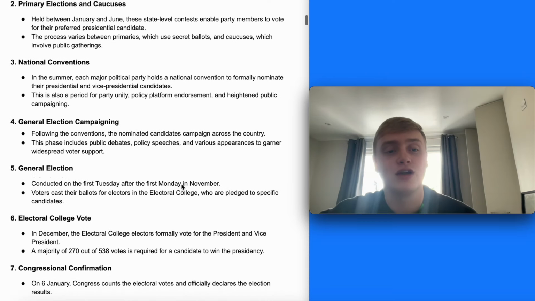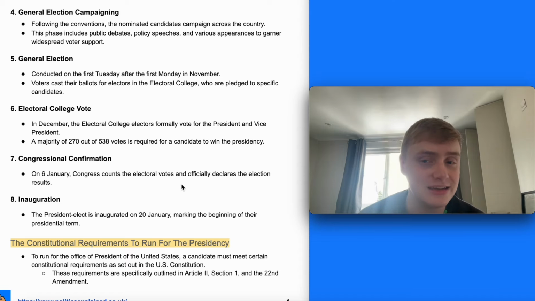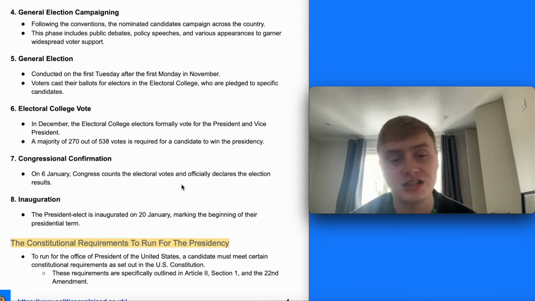Then, of course, you have the general election campaigning, where they campaign across the country, both the Democrat and the Republican candidates, including public debates, policy speeches, and various appearances to garner widespread voter support. And then on the first Tuesday after the first Monday in November, voters cast their ballots in the general election for electors in the Electoral College, which is the electoral system and how the president is chosen, who are pledged to specific candidates. The Electoral College electors then formally vote for the president and vice president based on how many of them are elected in each state, and a majority of 270 is required for any candidate to win the presidency.